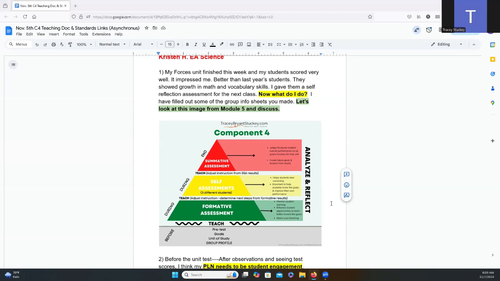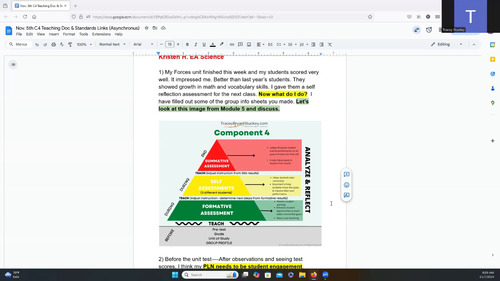Better than last year's students makes me happy too. They showed growth in math and vocabulary skills, which we've been talking about is a problem with this group of kids for you right now. It's a need. And then you gave them a self-reflection assessment for the next class. Now what do I do? That's a great question. Your unit's over.